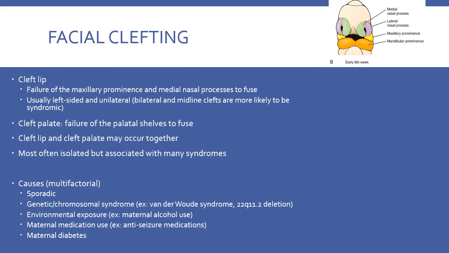Okay, so there are a couple different kinds of facial clefting. There's cleft lip, okay, which is an external thing, and we'll see some pictures in a minute, but it occurs on the exterior of the face. It's the failure of the maxillary prominence and the medial nasal prominences to fuse, and we've highlighted them in the picture up above so you can see what it is that needs to fuse.